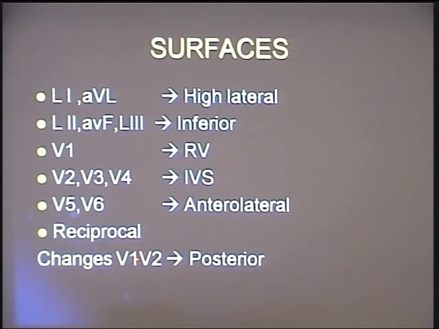And there are certain special methods, like an esophageal lead, with which you can record the posterior surface directly, but it is not usually done. So usually we infer the posterior surface changes by looking at the opposite changes happening in the anterior surface. Is that clear? Now we have 12 leads. The 12 leads have given an idea about the various surfaces of the heart.